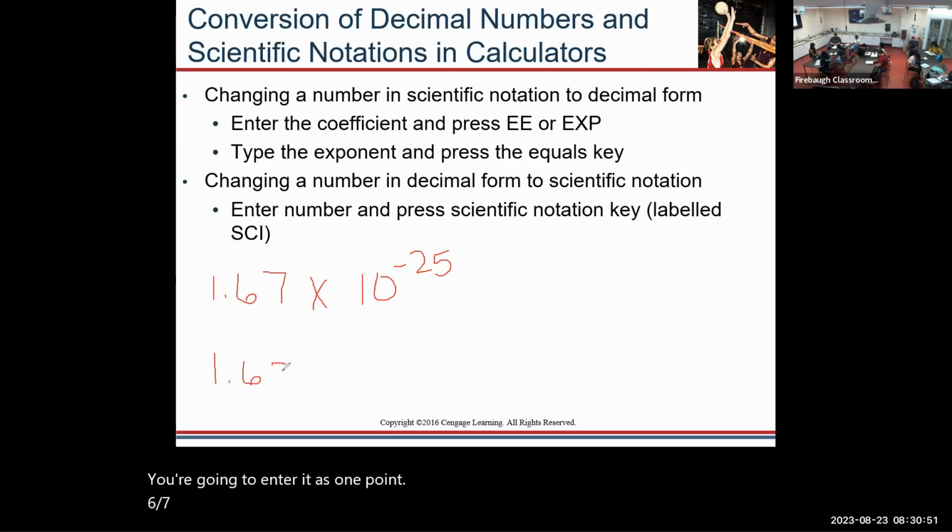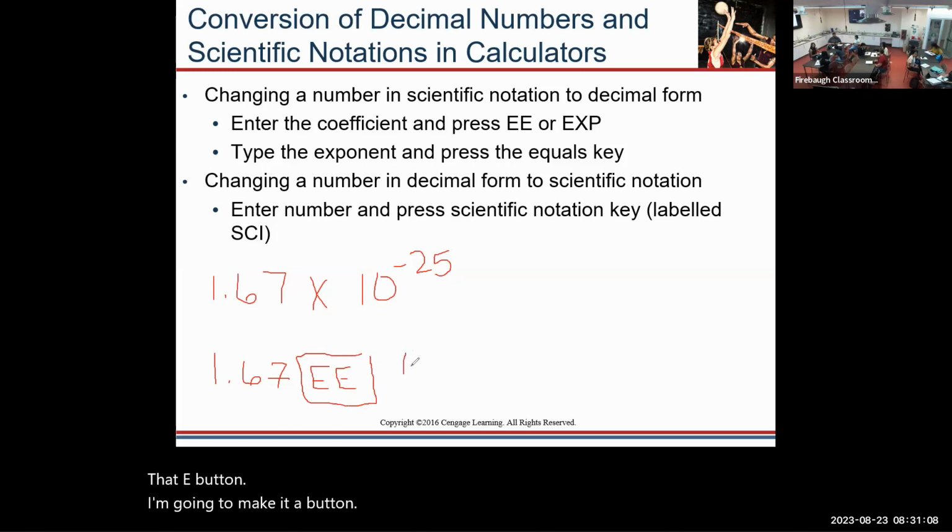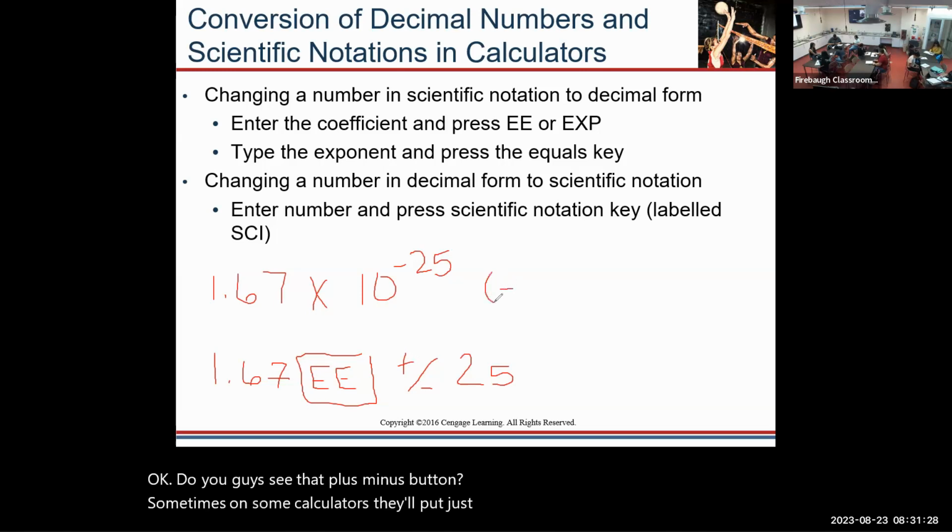So the way that you would enter this into your calculator, you're going to enter it as 1.67, EE, that EE button, plus minus 25. Okay? Do you guys see that plus minus button? Sometimes on some calculators, they'll put just that minus in parentheses. That's the same thing as that plus minus button.